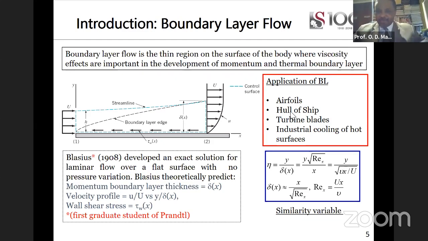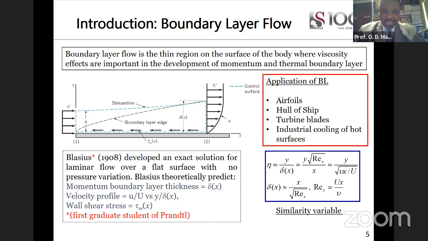In the ship, when a ship is moving in the big ocean, the body of the ship must be able to withstand the water resistance as it is moving through the ocean. So it is also an interaction between the surface and the fluid, which is also a concept of boundary layer. Also turbine blade, fan blade, industrial cooling of all surfaces, which we are actually talking about in this presentation.